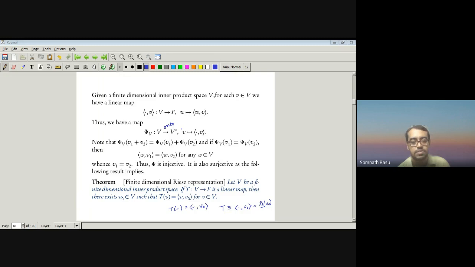Yes. And this in particular implies that phi is surjective, which, as you pointed out, also follows from rank-nullity. So, right. Okay, so is the statement clear to everyone?